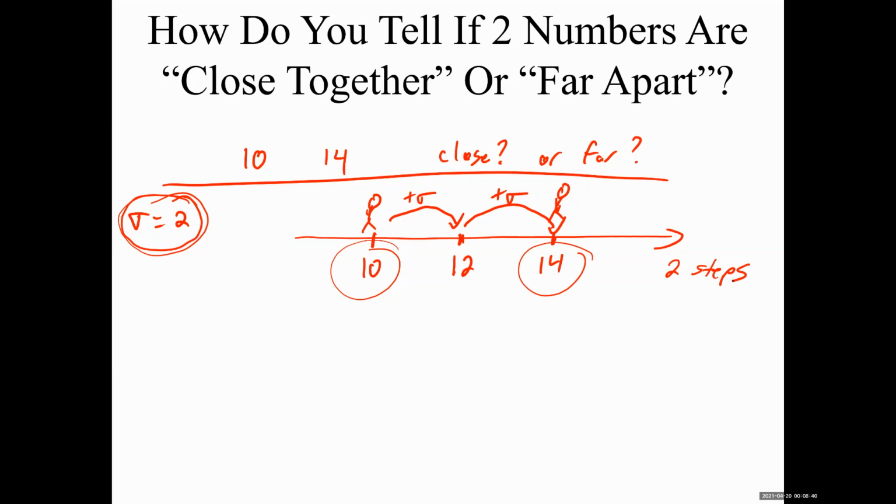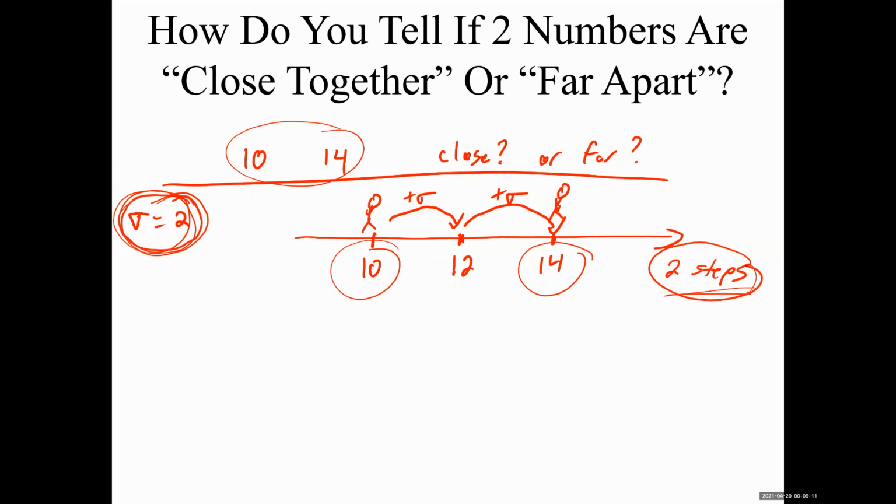Okay, but the number of steps will depend on what your standard deviation is. So if the standard deviation of all the numbers in the bag is 2, then 10 and 14 are 2 steps apart. And does that mean close together or far apart? Okay, you just tell me, if you walk 2 steps, do you feel like you walked a lot or you didn't walk a lot? Didn't walk a lot. Yeah, it's not that much walking. It's 2 steps, not that much. So they're close together is what it means. The number 10 and the number 14 are close together.